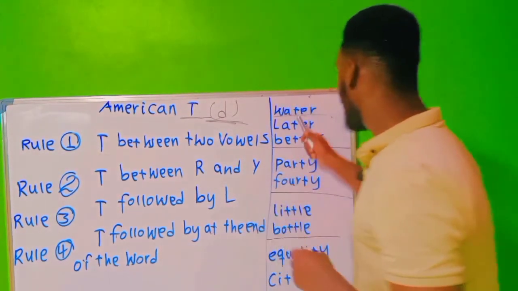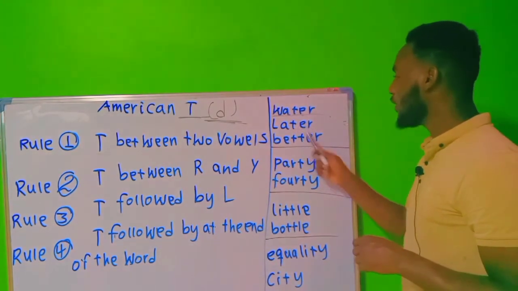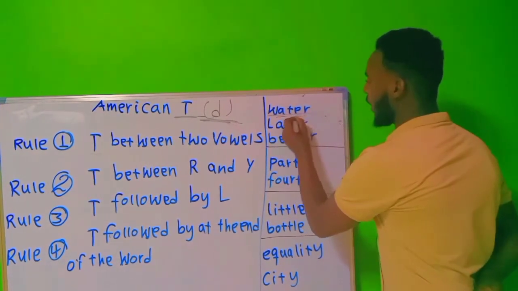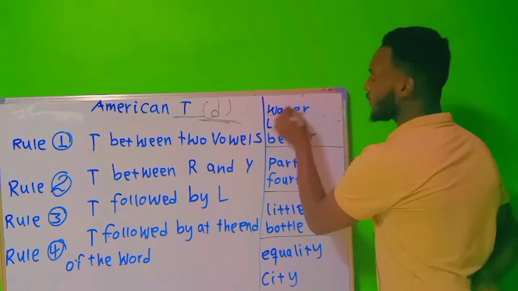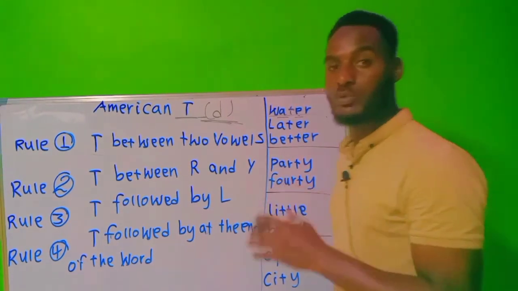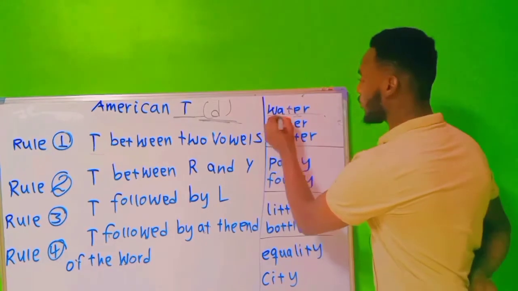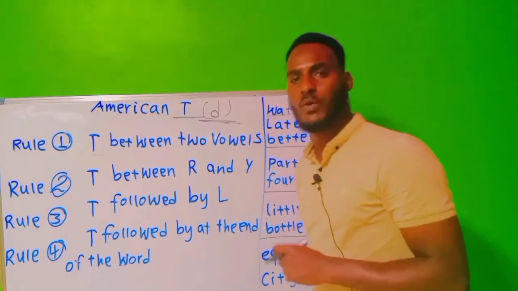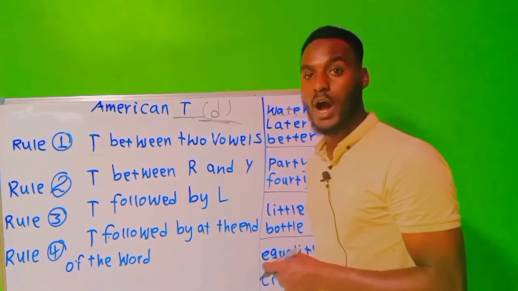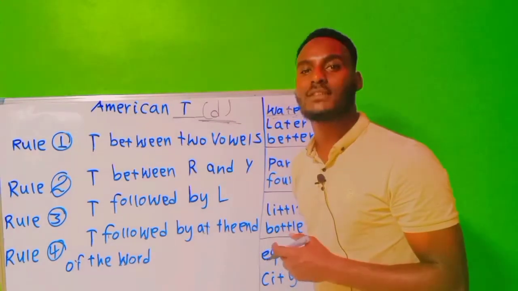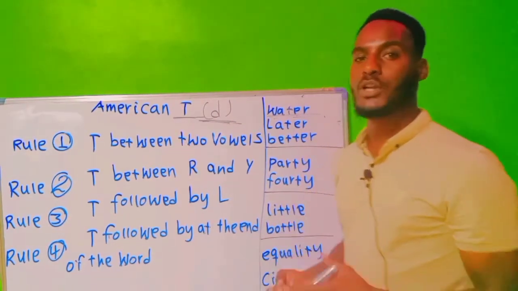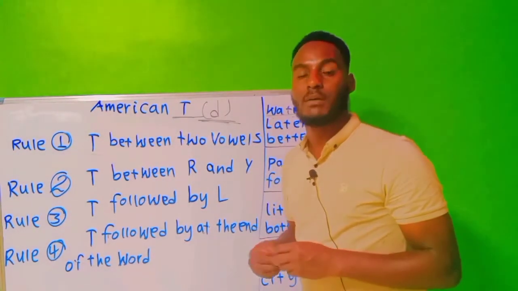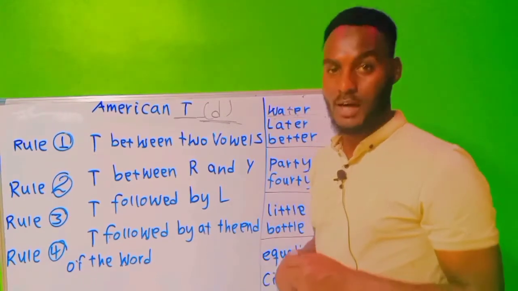For example, water, later, better. This is a vowel, this is a vowel. So whenever we see T between two vowels, we pronounce it like D. Water. I just want to drink water. Can I have a glass of water? It's just a little bit different. Americans say water, but British say water, right?